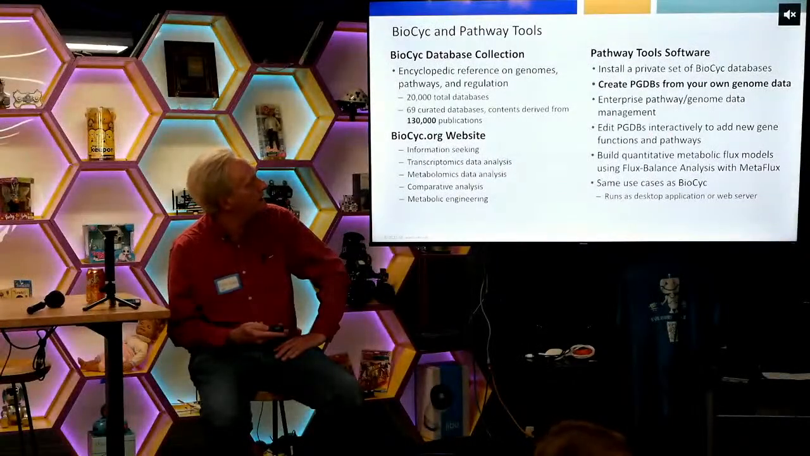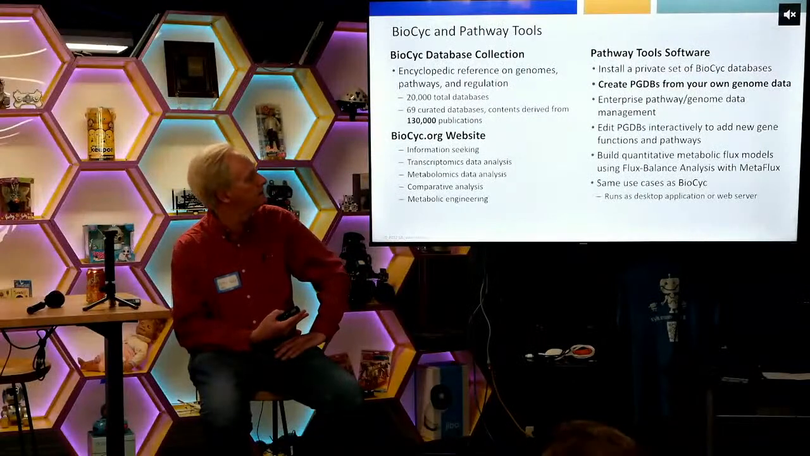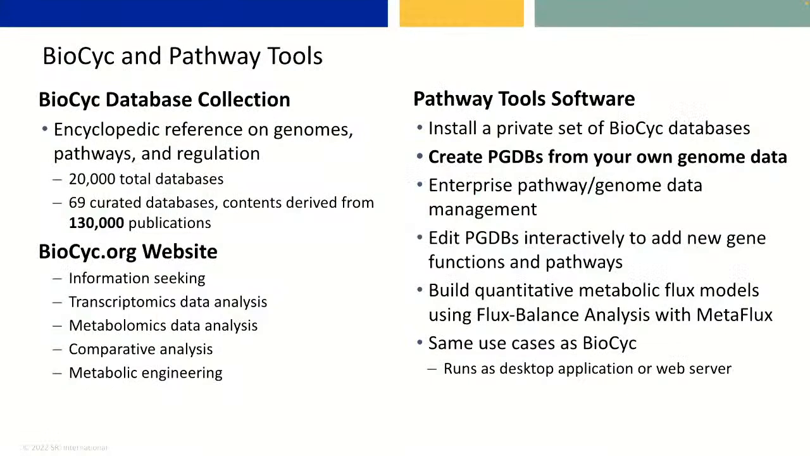So the BioCyc database collection, we've now followed that scheme for 20,000 different genomes, of which 69 are curated. And those 69 databases are curated from 130,000 publications, of which for E. coli alone, we've curated 43,000 publications.